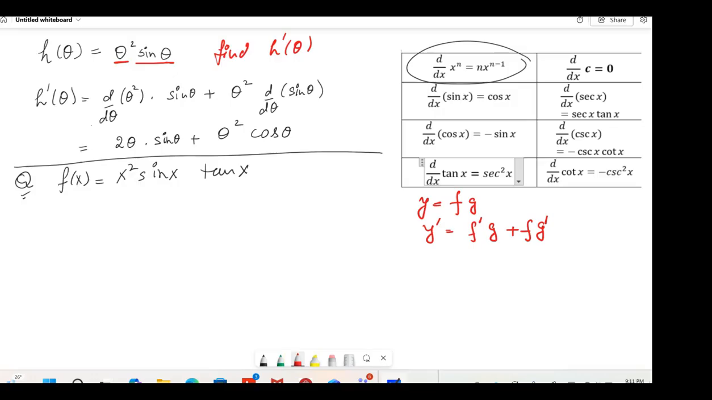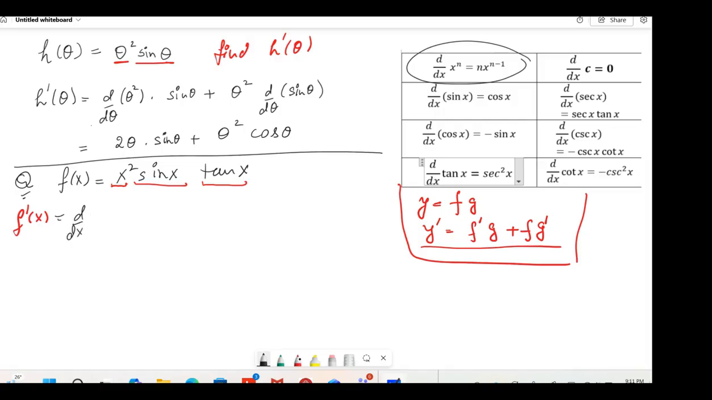Let's do another example. This is f of x is equal to x squared times sine x times tangent x. So if you see carefully, this is actually a product of three functions. So the product rule still applies, but you just have to do it 3 times. So first function's derivative, second function, third function as is. Let's write it down. So it's a generalization of your product rule.